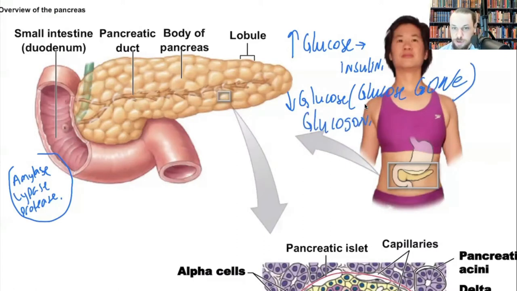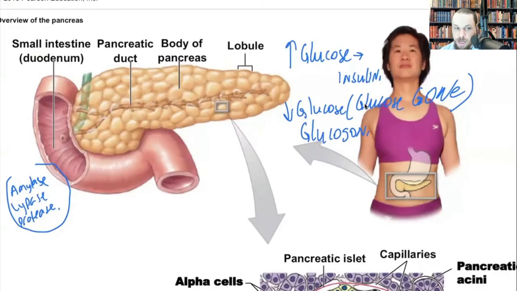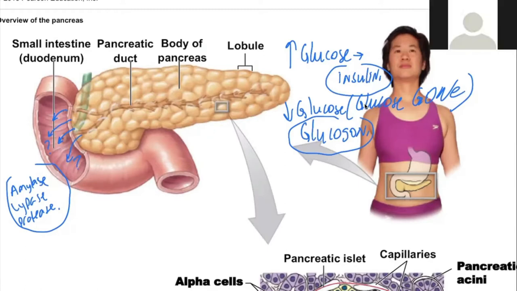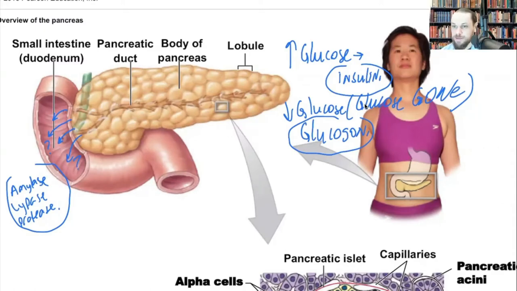So let me ask you this question, right? We know that amylase and lipase are being secreted by the pancreas, and they are coming into the small intestine. My question is, when the pancreas, the beta cells, make insulin and make glucagon, does it also go the same way into your small intestine? What do you guys think? No? Where does it go? To the liver first?